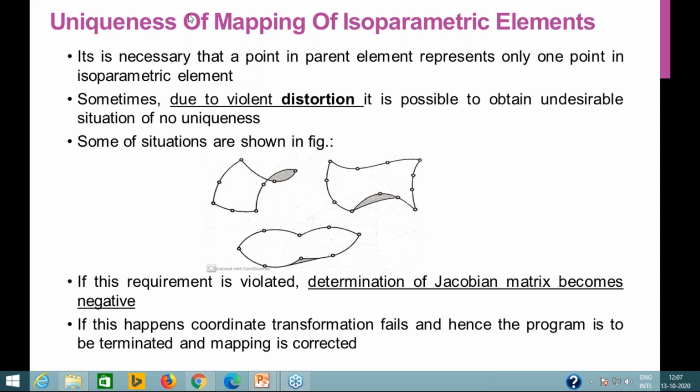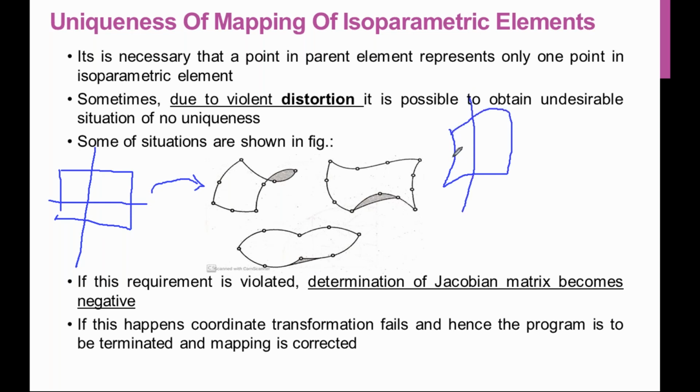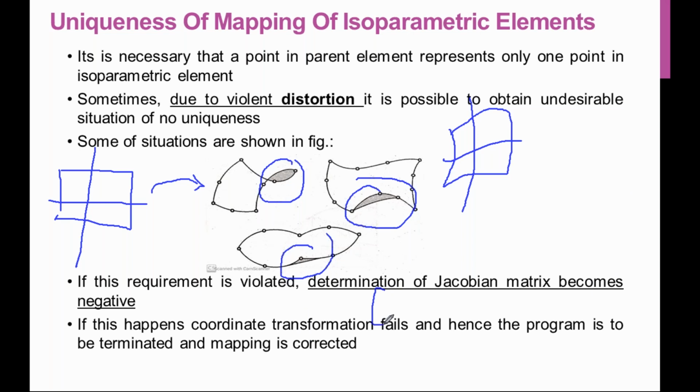So we will move ahead. Uniqueness of mapping. I already told you, suppose this one is a perfect square element, and I want to convert this element into an isoparametric element like this. But during the conversion there is distortion. See this one, and this one. When there is distortion, there is a negative value of the Jacobian matrix.